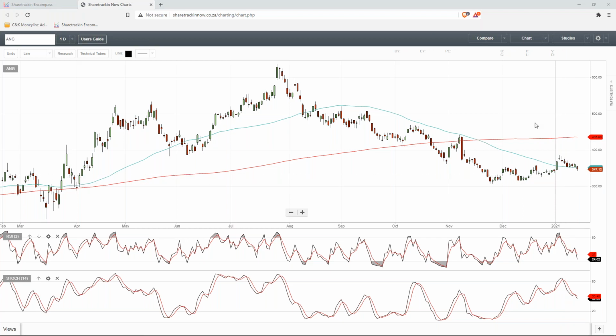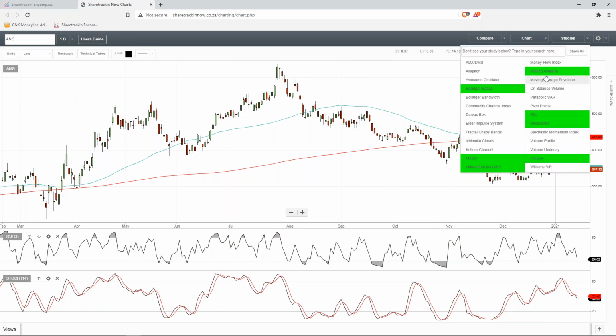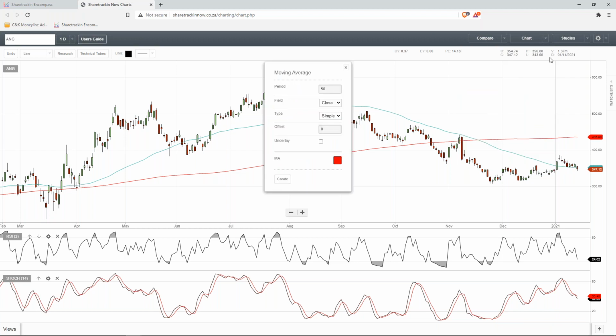So the next question: basically you want to know how to put the red line on the RSI. So I'm just quickly going to delete it. If you want that extra red line on the RSI, in the top right-hand corner you've got your studies. You'll need to use a moving average. So you go to moving average and change your period to the same time period as your RSI.